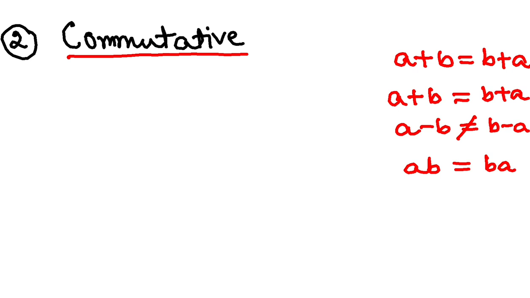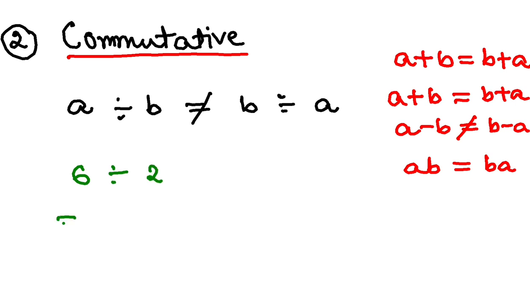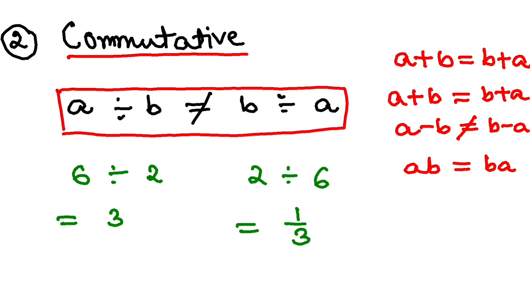Now in case of division, a divided by b is of course not equal to b divided by a, because if I take an example, 6 divided by 2 is obviously 3, but 2 divided by 6 is not 3, rather it is 1 by 3. So in case of division, commutative property is not followed. Okay. Now let us go to the third property, that is the property of associativity.